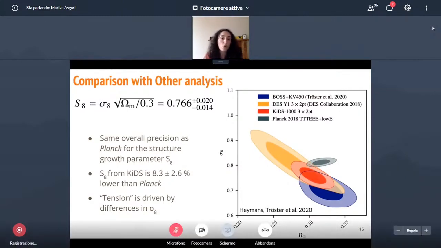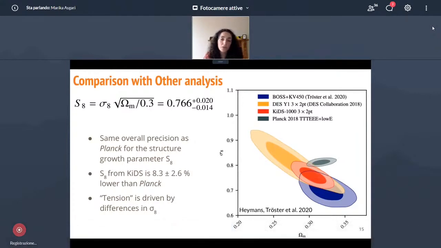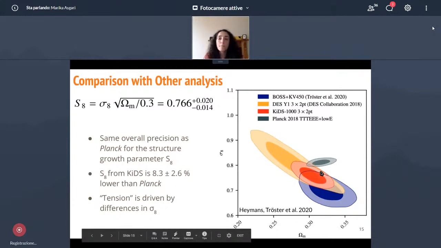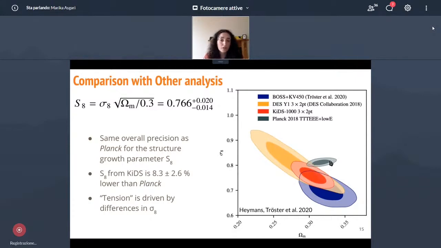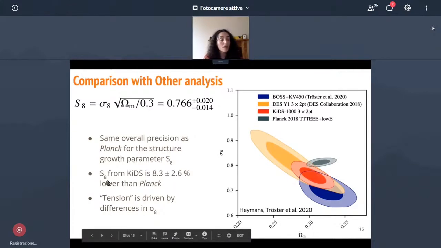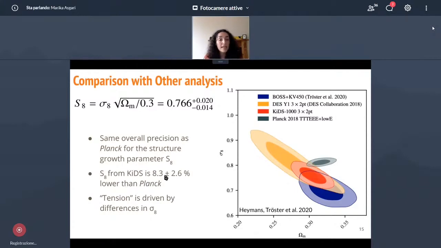Now, finally, we can look at other analyses with a similar setup. In orange, we have the Dark Energy Survey results, and in blue is the previous combination of BOSS and KiDS, so that's KiDS-450. I see that our red contours are consistent with these two, but the values you find are not consistent with Planck. And here you can see that the tension between these two is driven by sigma 8, not omega m, and that S8 is 8.3% lower than what Planck predicts from the CMB anisotropy measurements.